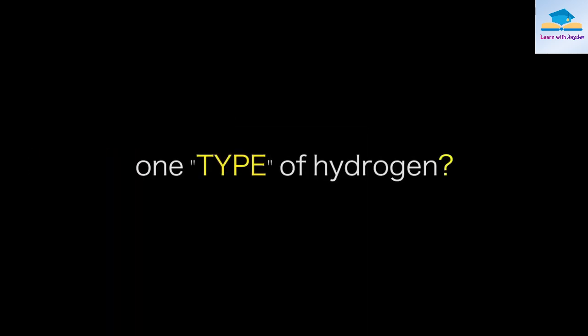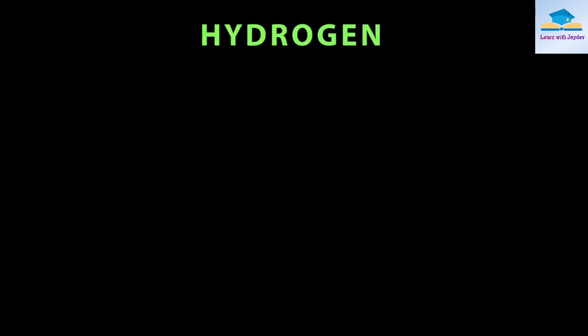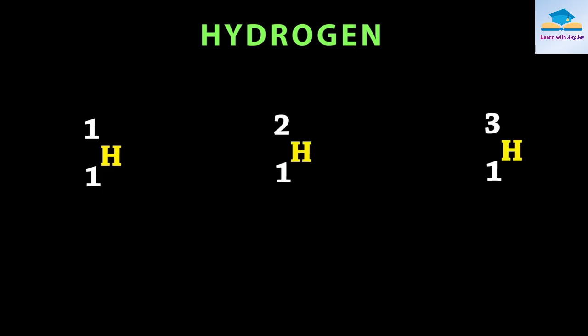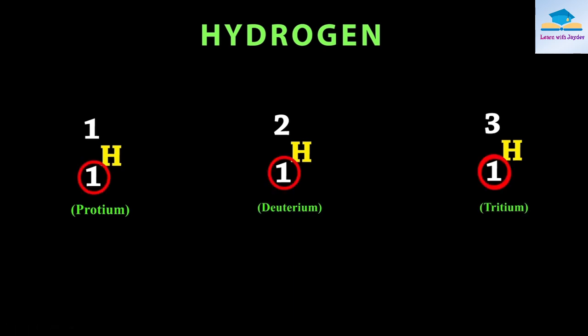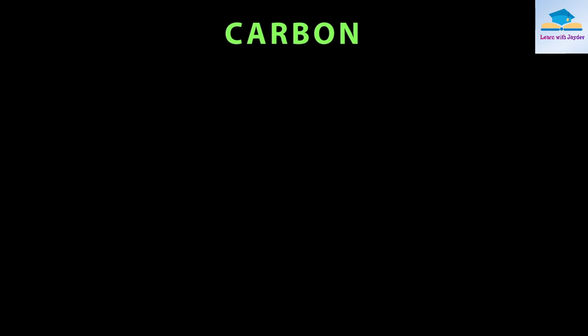Did I say one type of hydrogen atom? Yes, because hydrogen has 3 atomic species: protium, deuterium, and tritium. We see that the atomic number of each is 1, but the mass number is different. That is 1, 2, and 3. Let us take another example, say carbon atom. Here, the atomic number is 6, and the mass number in both the types is different. That is 12 and 14.